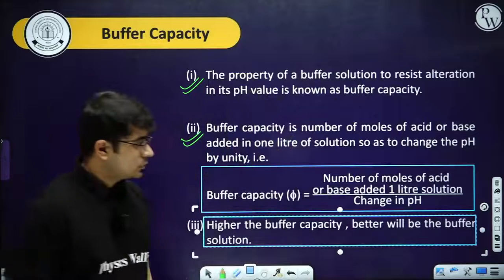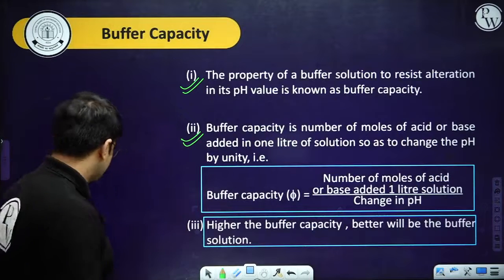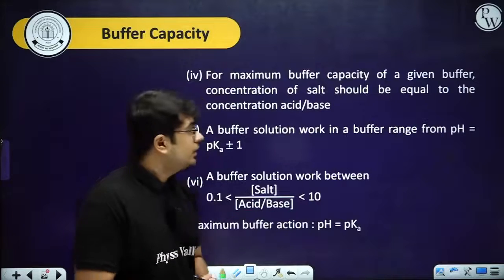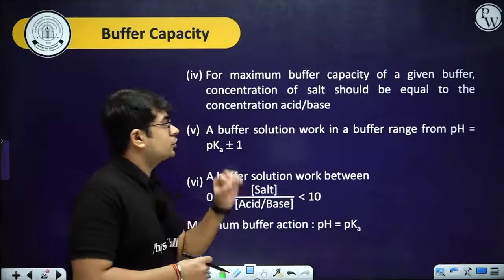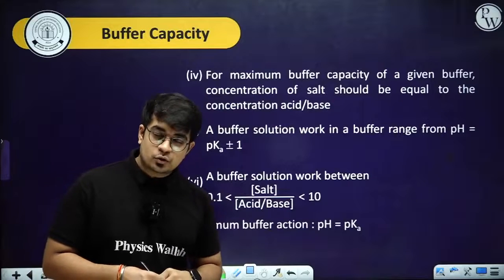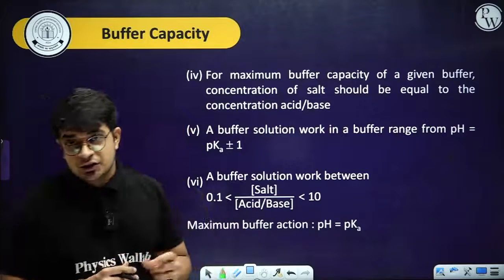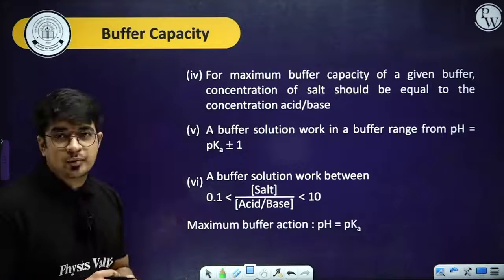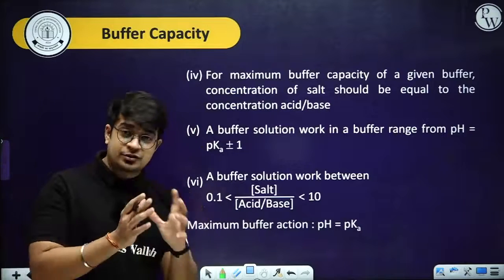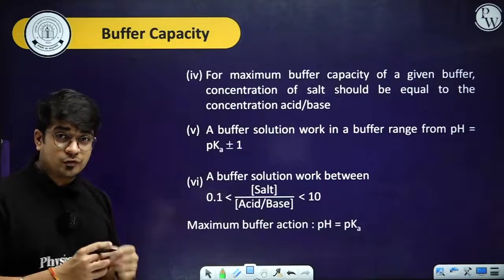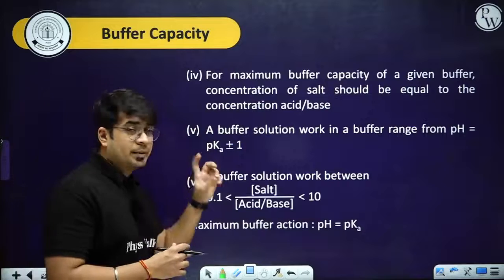Okay, I hope this part is clear. Now, for maximum buffer capacity of a given buffer, the concentration of salt should be equal to the concentration of acid or base. So if the ratio is actually equal, in that case you can say that will correspond to maximum buffer capacity. And there is a buffer range. A buffer solution always works in a buffer range of pH which is pKa plus minus 1.